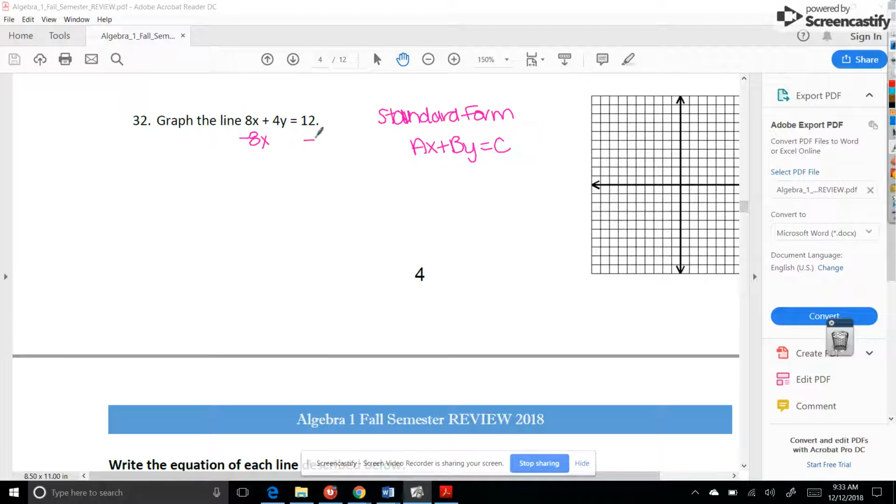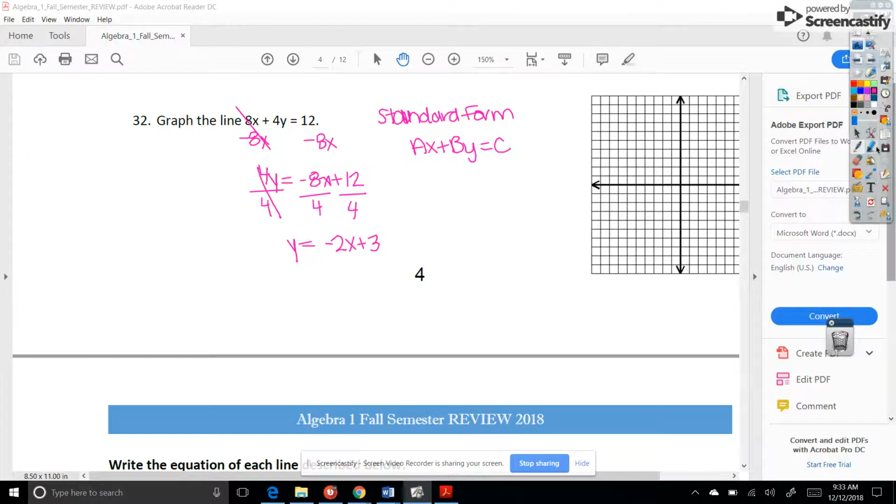So I'm going to subtract 8x from both sides. And I'm going to divide both sides by 4. That becomes negative 2x plus 3. So to graph that, I go to 3, 1, 2, 3, and then I'm going to go down 2 to the right 1, down 2 to the right 1. And there's my line.